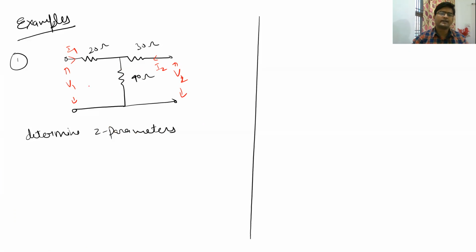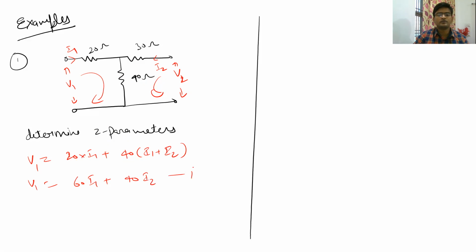So we just write the KVL equation in input and in the output, and we will get the Z parameter. So what will be the KVL at input? V1 will be equal to 20 into I1 plus 40 into (I1 plus I2). So we will get V1 is equal to 20 plus 40, 60 I1 plus 40 I2. So this is your equation 1. And similarly, you will get V2 is equal to 40 I1 plus 70 I2. This will be your equation 2.